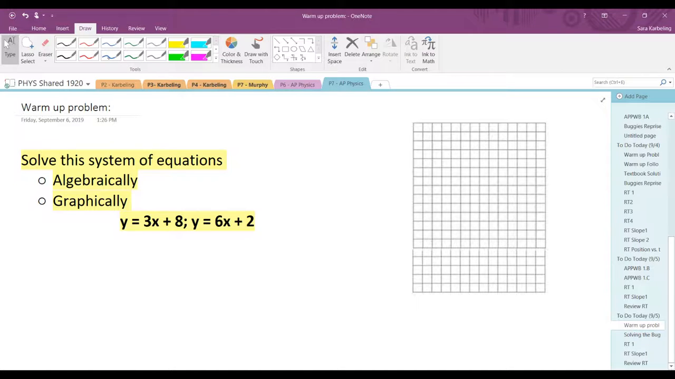2, 14. I'm hoping, right? Okay, 2, 14. So you can do that algebraically by setting the y's equal to each other and solving for x to get 2 and then plugging it in to get 14, right? Or you can do it a bunch of different ways. You could use a matrix. You can also graph it.